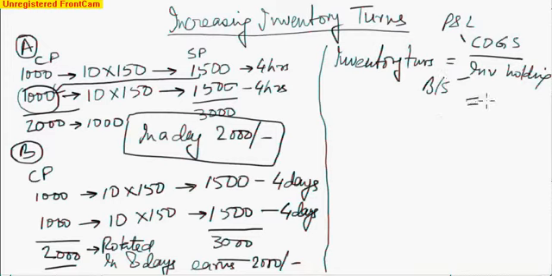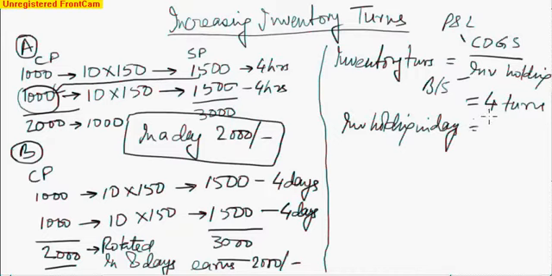So in case we have an organization where there are 4 inventory turns, what's the average inventory holding in days? Inventory holding in days of stock is equal to 365 divided by 4, which is around 91 days.